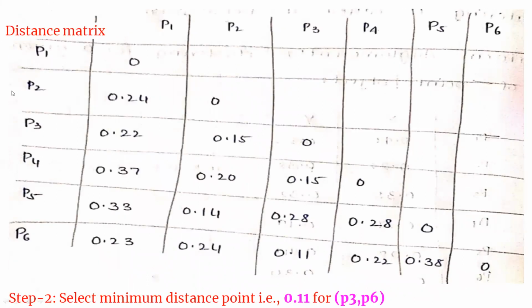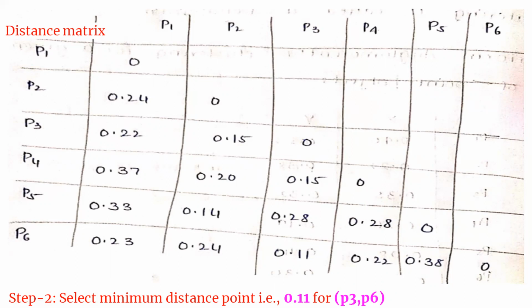See, while calculating the distance between two points, you can calculate either the upper triangle or the lower triangle, because both values are similar, right? If you consider P1 P2 and P2 P1, both values are similar, right? Ultimately you are calculating the distance. So you can calculate either the upper triangular matrix or the lower triangular matrix. That is enough.